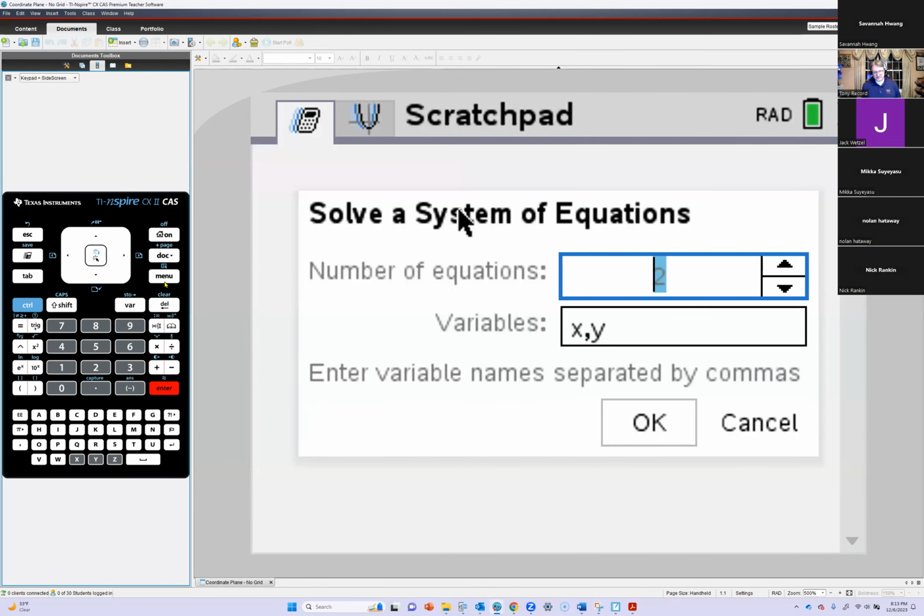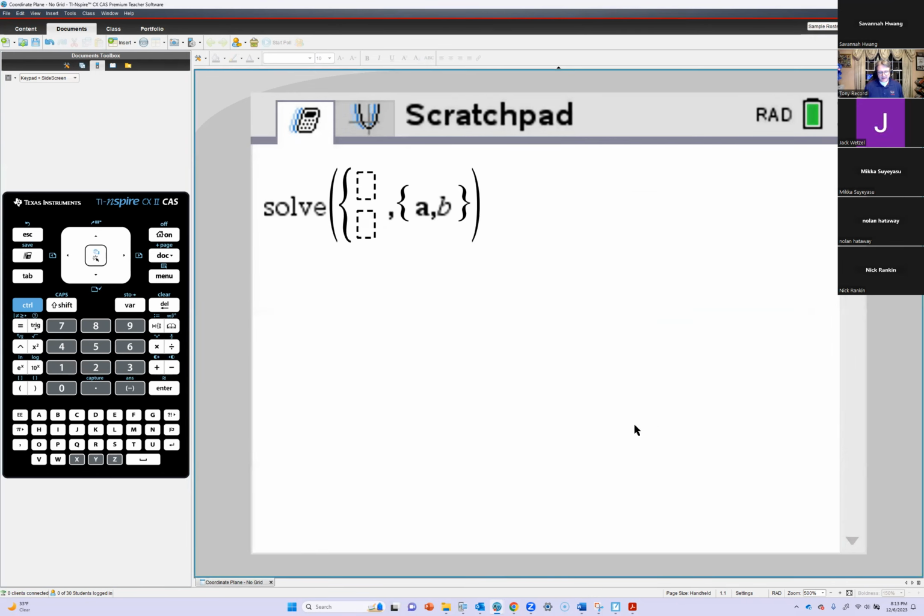But basically, it's just going to ask you how many equations do you have? Well, we have two, and it's going to ask you what are the variables. You can change them to X and Y, but we might as well say A and B. It says variables have to be separated by commas. Hit OK. And basically, it gives you the template, guys.